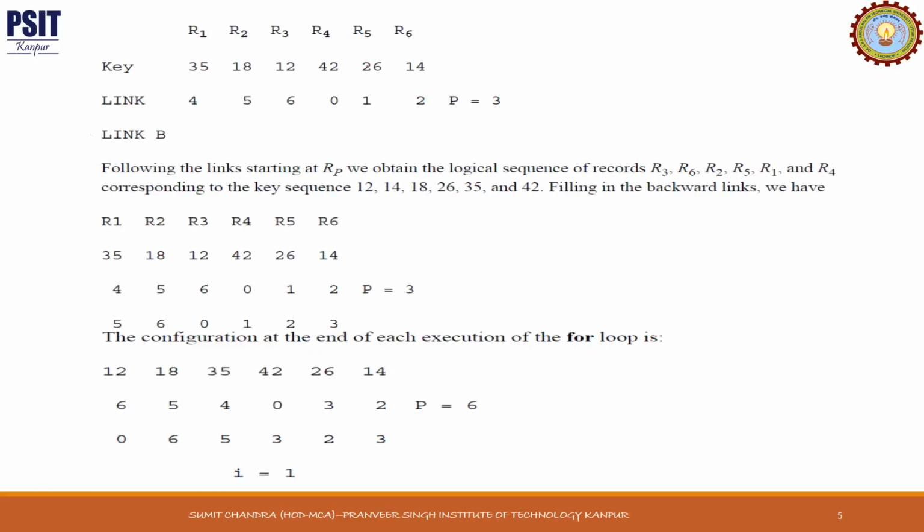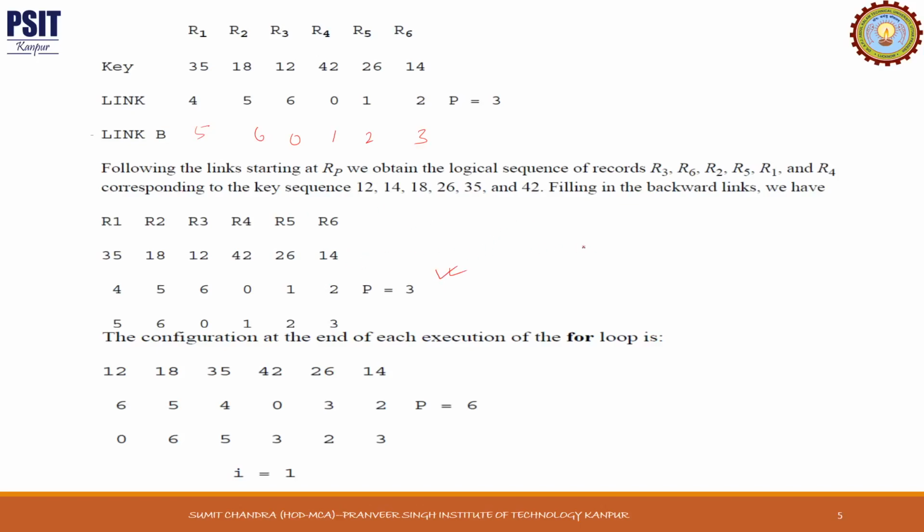Suppose these are the records given. So first we'll convert it into a double-ended linked list. It's very simple. After 0 we have 1, after 1 we have 2, after 2 we have 3, after 4 we have 5, after 5 we have 6, and after 6 we have 0. Okay. So here you can see the same thing is done.